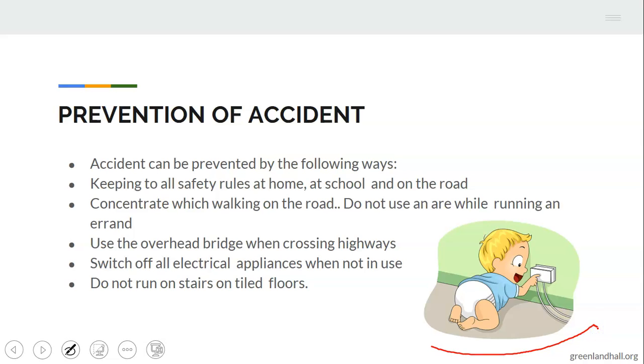He's trying to play with the plug there. It's very dangerous. Very, very dangerous. Prevention of accidents. Accidents can be prevented in the following ways.